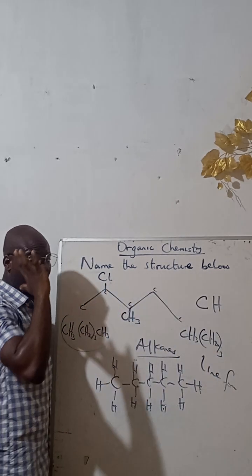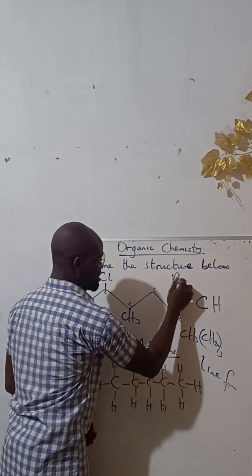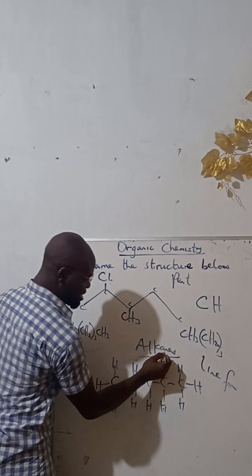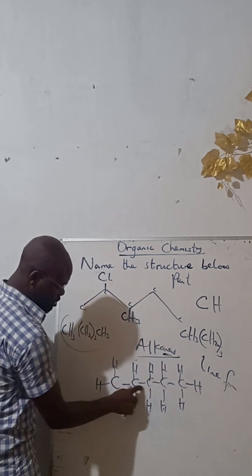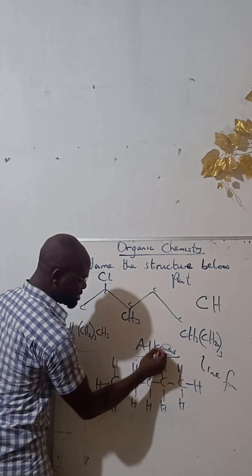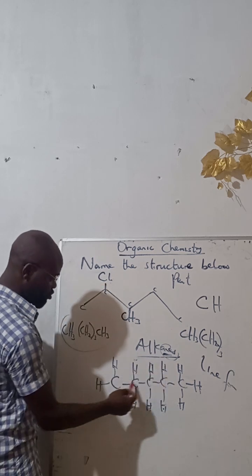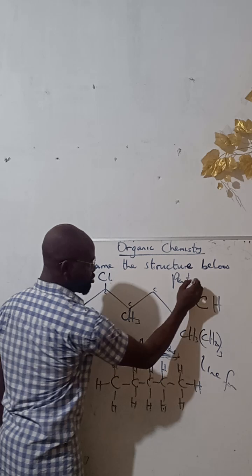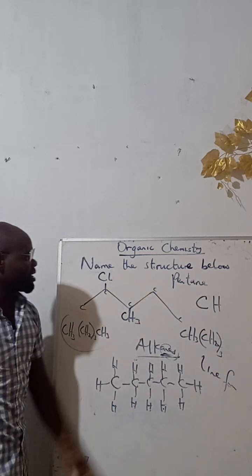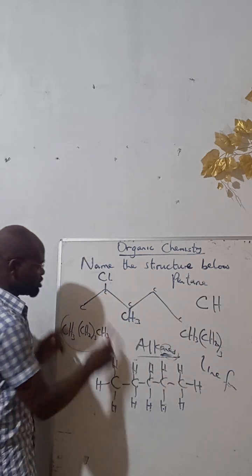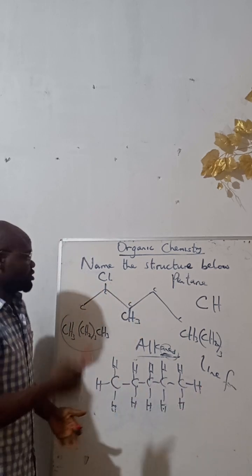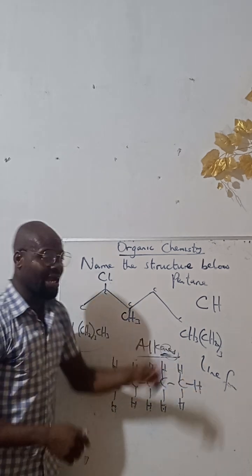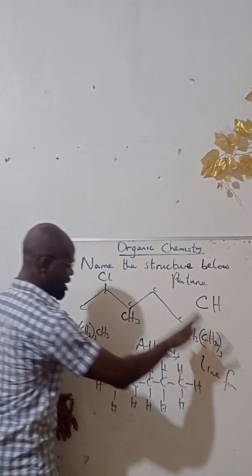That's C5, and C5 is pentane. Five is pent. It's going to have ANE because of the single bond. Alkanes have a single bond, just one bond. So it will be pentane because of this A-N-E. This compound is pentane. So this and this are both pentane, just that this structure is given in line form. That's how we arrive at that.